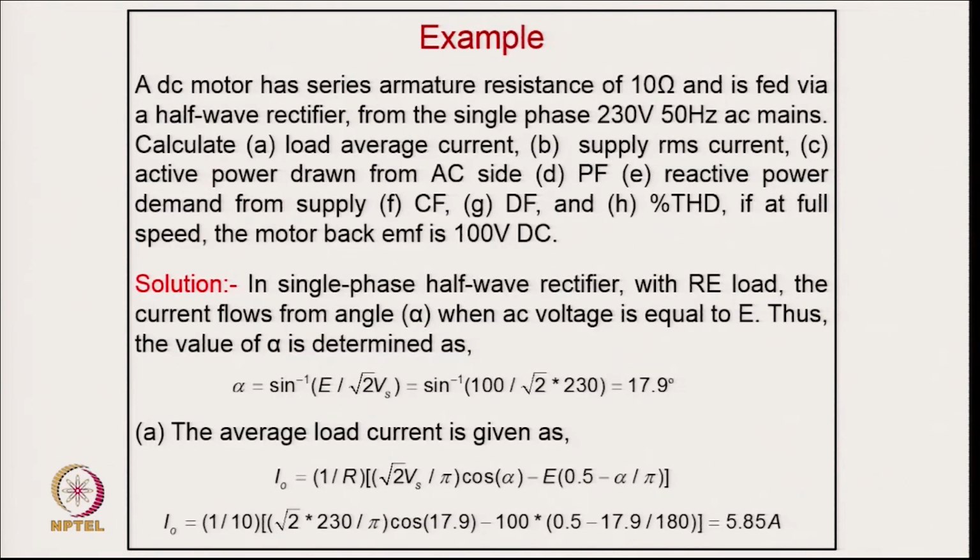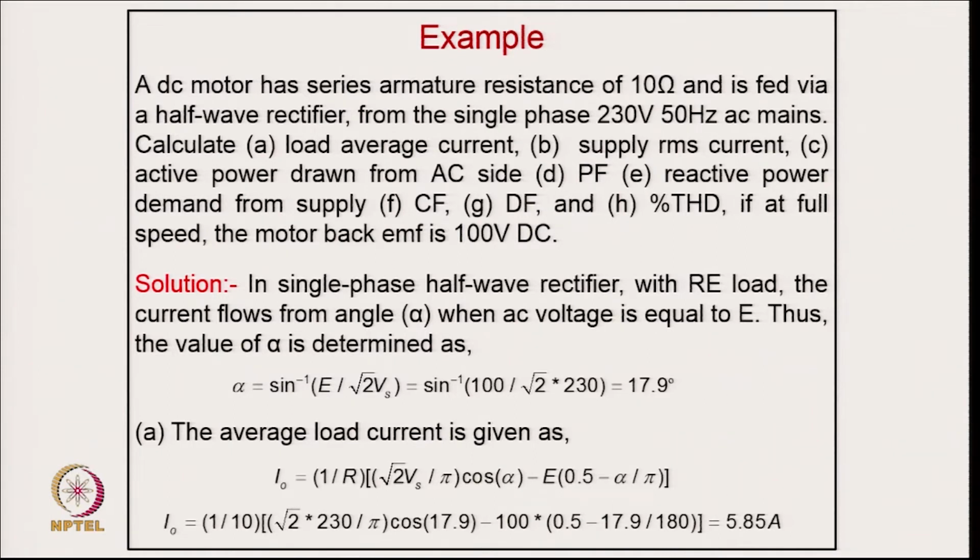So, coming to an example: a DC motor has a series armature resistance of 10 ohm and is fed with a half wave rectifier from a single phase 230 volt, 50 hertz AC mains. Calculate the load average voltage, supply RMS current, active power drawn, power factor, reactive power, crest factor, distortion factor and THD at full speed. The motor back EMF is 100 volt.